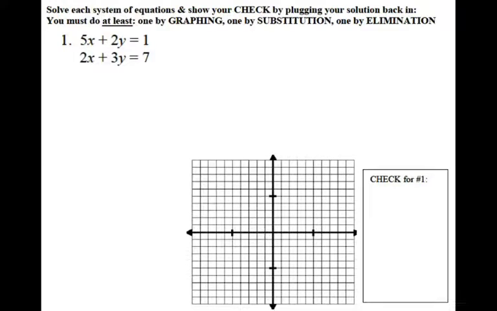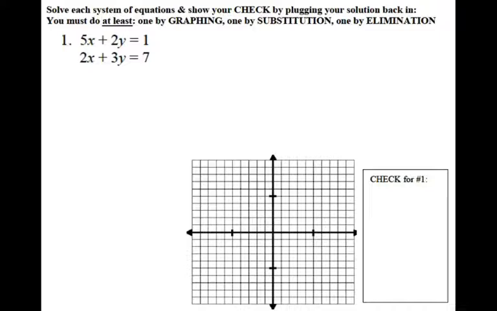Questions 1 through 4 have these directions. It says solve each system of equations and show your check by plugging your solution back in. You must do at least one graphing, one substitution, and one by elimination. So you are choosing which method you're going to use to solve the system. You do not have to do all three methods for each question. You're just picking one method and going with it.